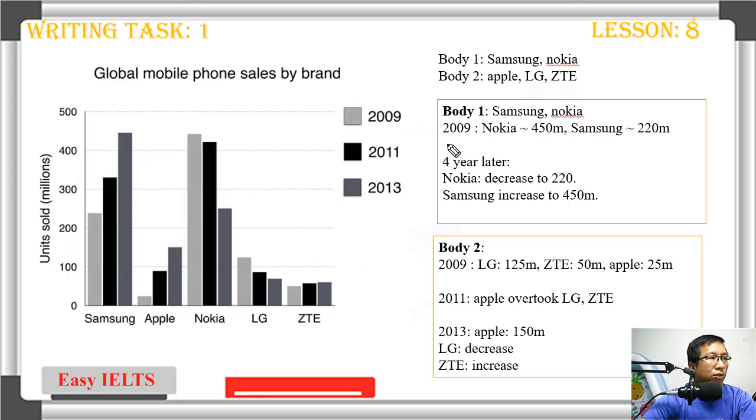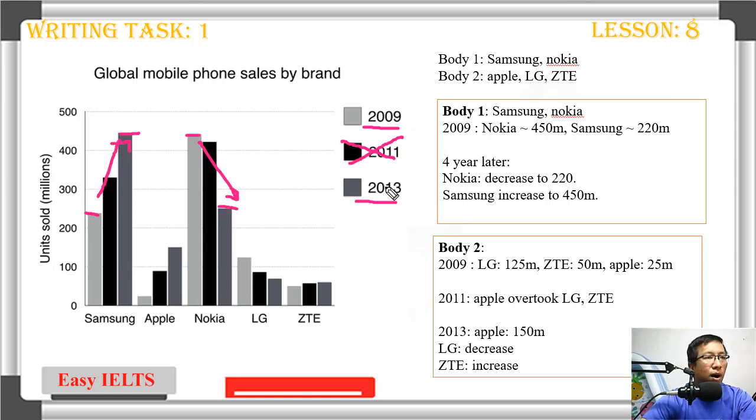For body 1, to start with, you can start with the first year, which is 2009. In 2009, Nokia 450, Samsung about 220. And 4 years later, actually we don't have to talk about this year, because we're going to talk about the trend over time, whether it increases or decreases. And 4 years later, Nokia decrease and Samsung increase. So that you can see.